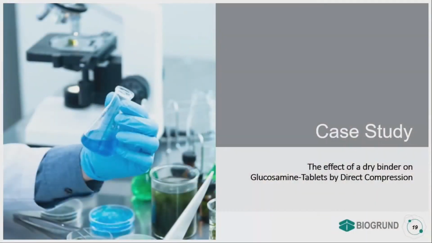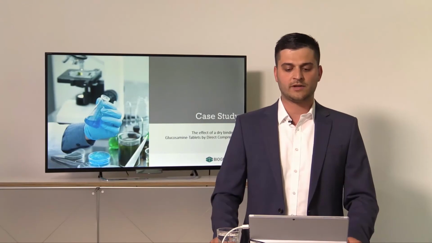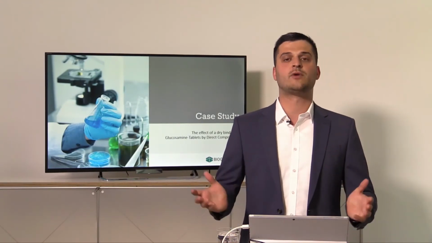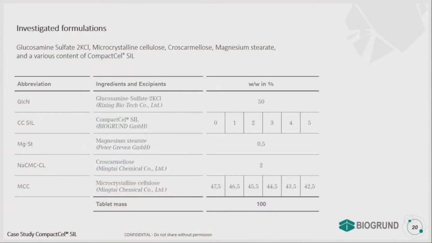This study here will show the influence of various tri-binder amounts on tablet hardness and friability. Those are commonly measured values to evaluate a tablet. The selected active in this case is glucosamine sulfate. The investigated formulation was glucosamine sulfate, various contents of Compact Cell, magnesium stearate, croscarmellose, and microcrystalline cellulose, and once we increased the Compact Cell SIL content, we decreased the filler microcrystalline cellulose.